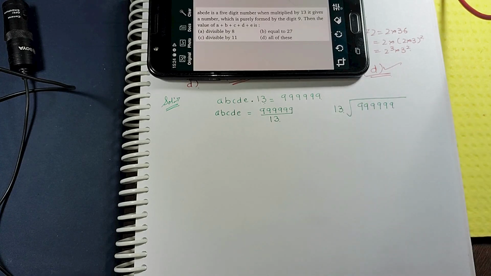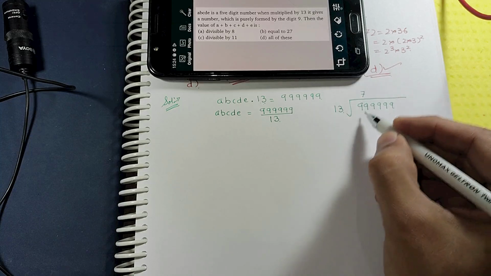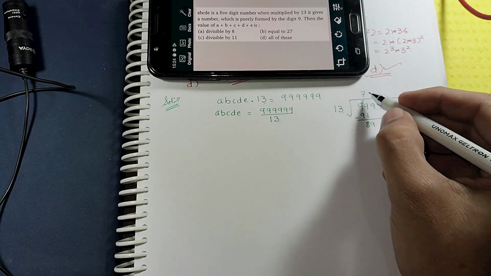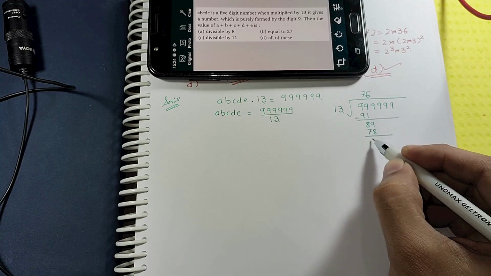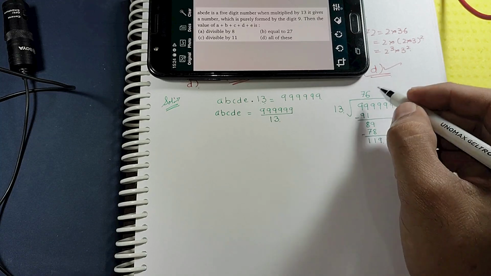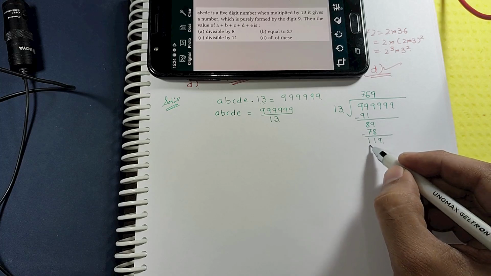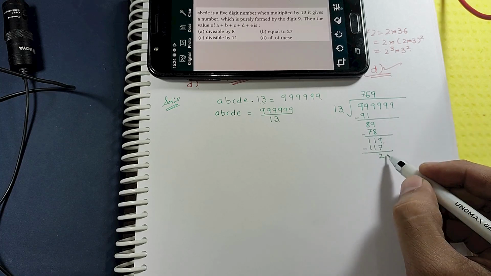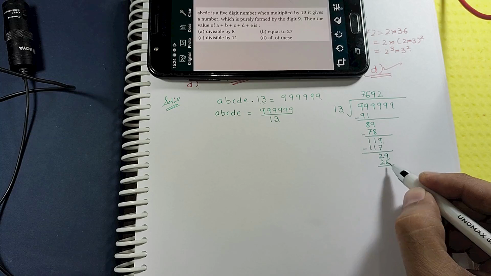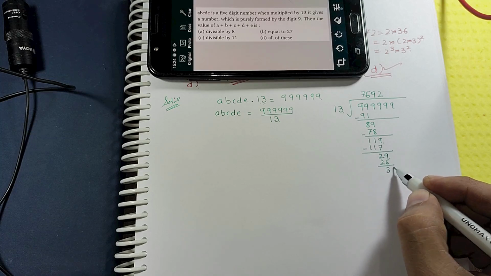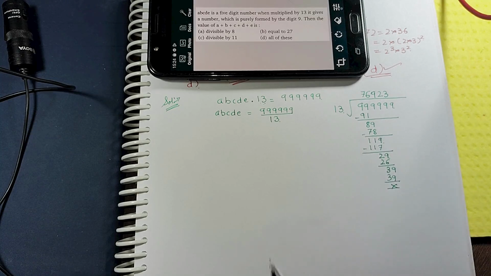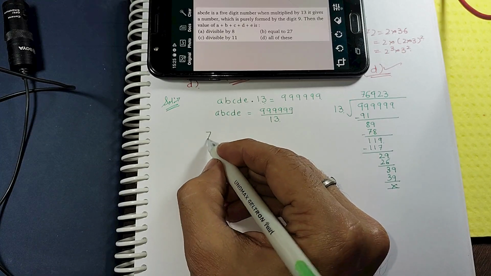Right. Now 13 times 7 is 91. Remainder is 8. So 89. Now 13 times 6 is 78. So the remainder will be 11, and carrying this, 119. Now 13 times 9 is 117. So now the remainder will be 2. So carrying 1, 29. Now 13 times 2 is 26. So here it will be 3, and 39 is 13 into 3. So the remainder is 0. So basically this number is 76923.